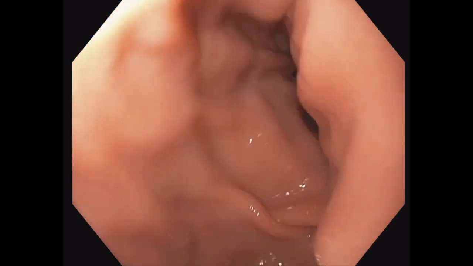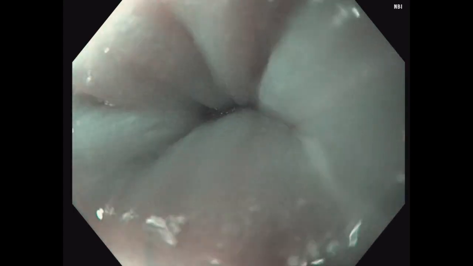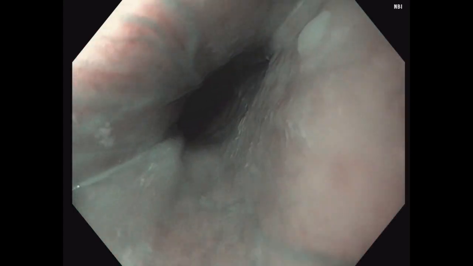After taking biopsies from lesions you found, then decompress the stomach and pull the scope out. Using narrowband imaging on the esophagus when you pull out the scope may help pick up lesions you didn't see at first. I hope this video helped you today.